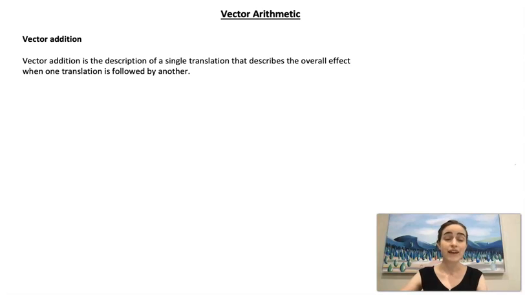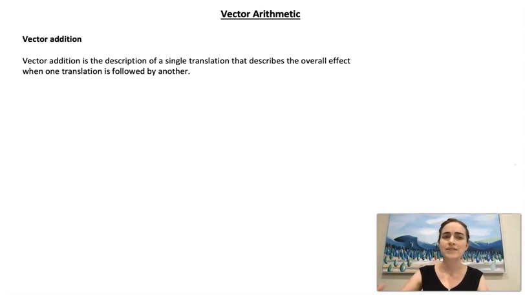All right, let's have a look at vector addition next. We're talking about adding one vector to another vector. What that means is when we're adding vectors, we're describing one translation, one shift from that first vector, and then following it immediately by the second vector, the shift that the second vector describes. And our answer will be one single vector that describes the overall shift, the overall movement.